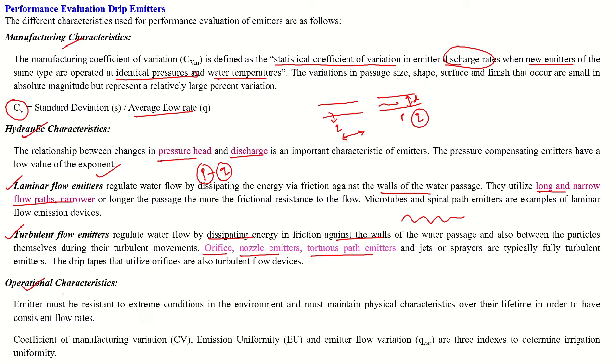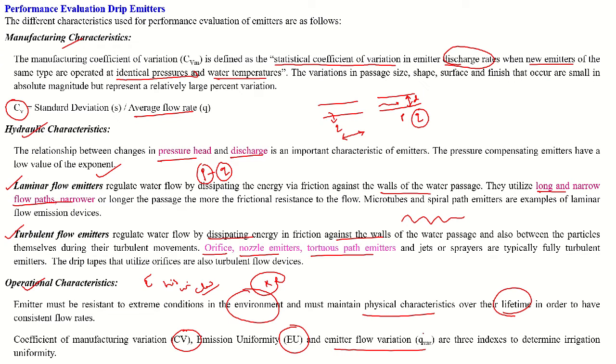Next one is operating characteristics. The emitter should resist the given environment conditions: high temperature, high wind, high cold, and all environment conditions based on rainfall and relative humidity. The emitter should resist, and its physical characteristics throughout its lifetime should be constant, should not change. The manufacturing coefficient of variation CV, the uniformity coefficient CU, and the emitter flow variation, the discharge variation, are the three indices to determine the uniformity.